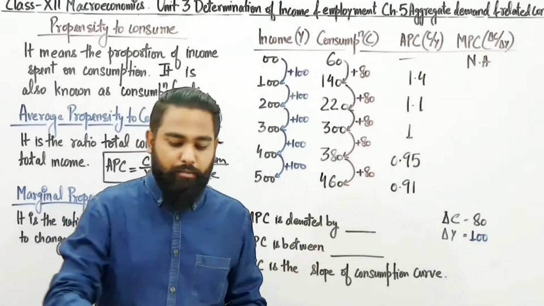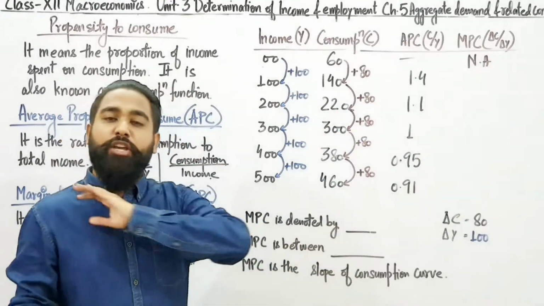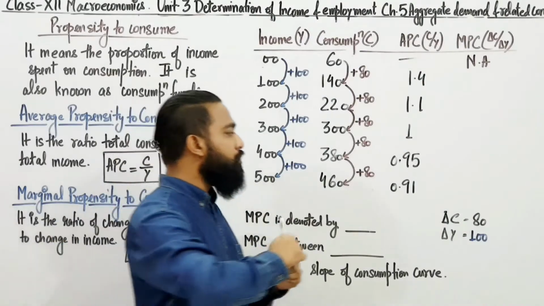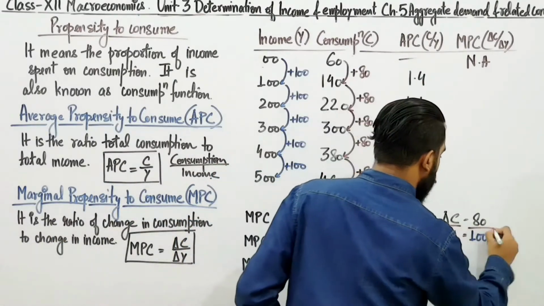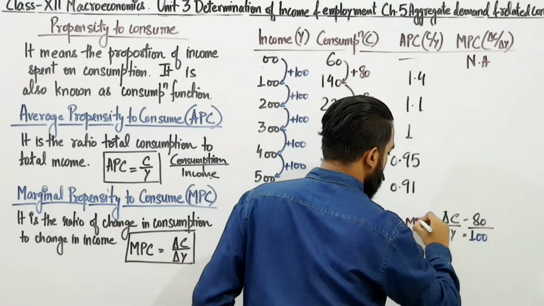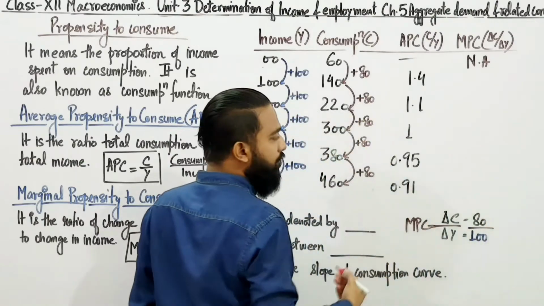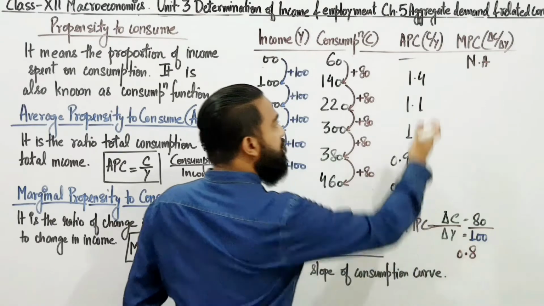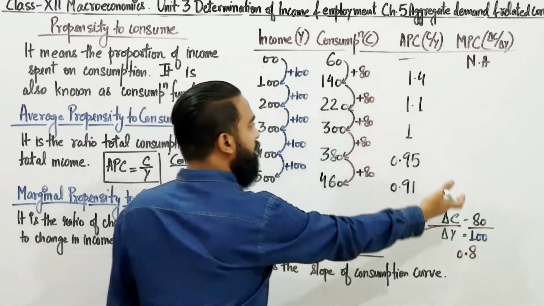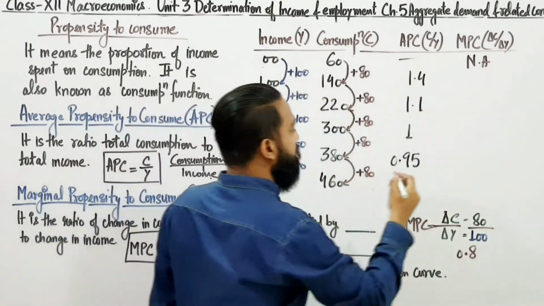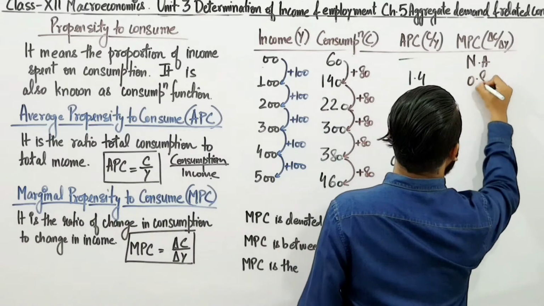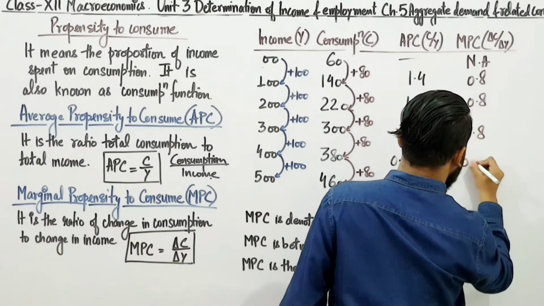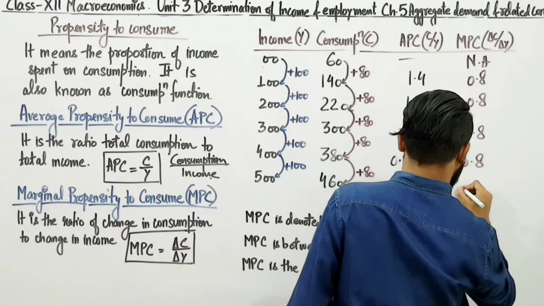Now you can calculate the value of MPC. Students, keep that in mind: the value of MPC is constant. So what will be the value of MPC? It will be 0.8. Write it on each and every level of income. 0.8 is the value of MPC.